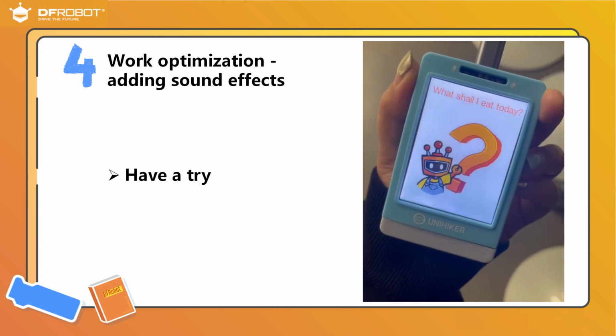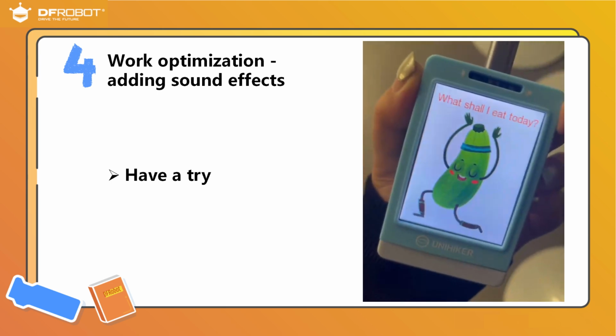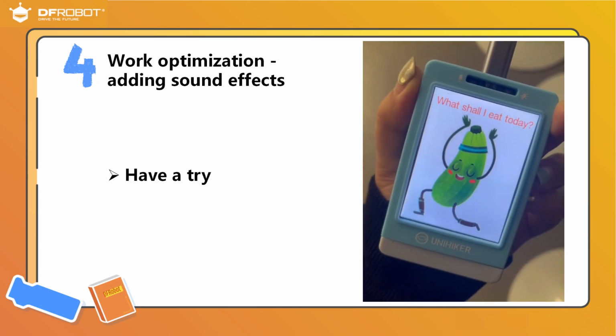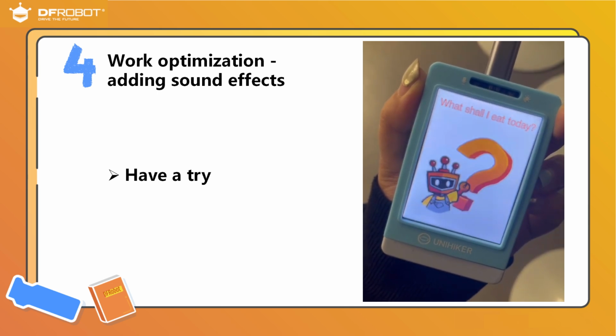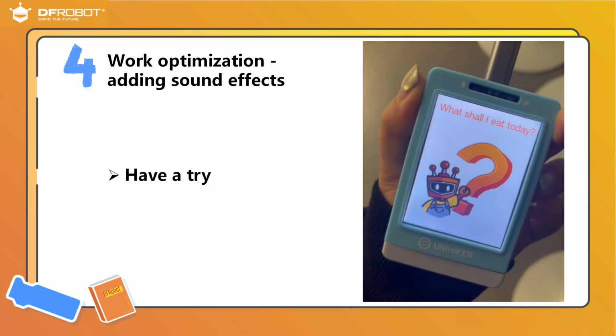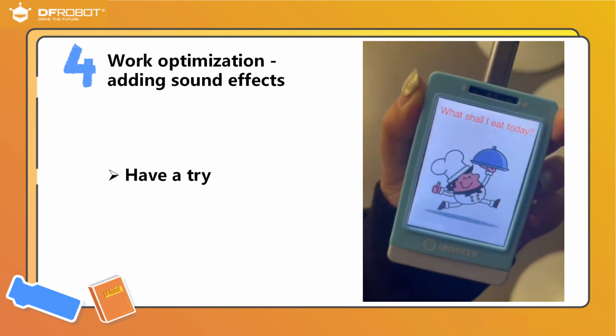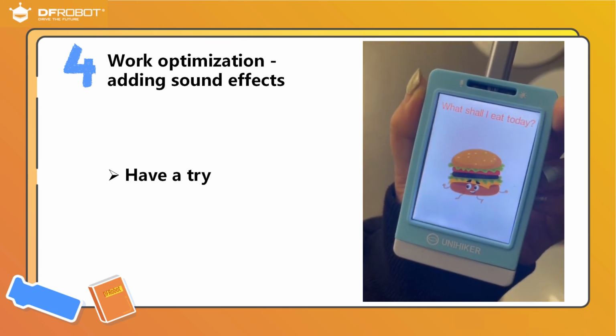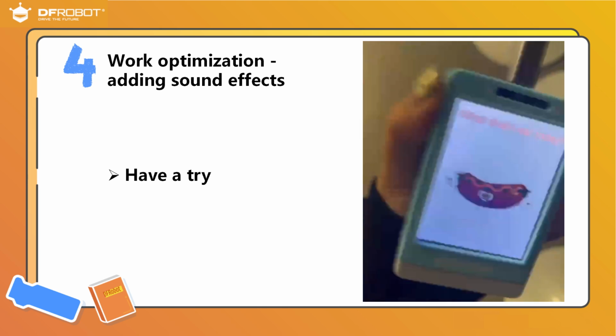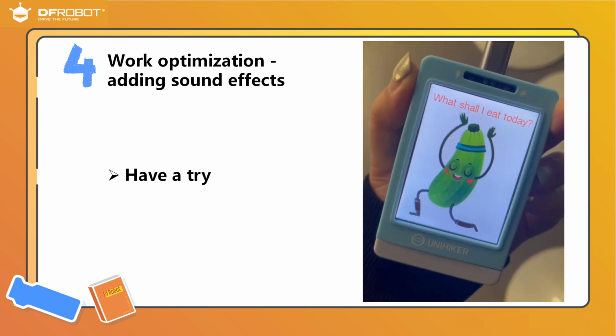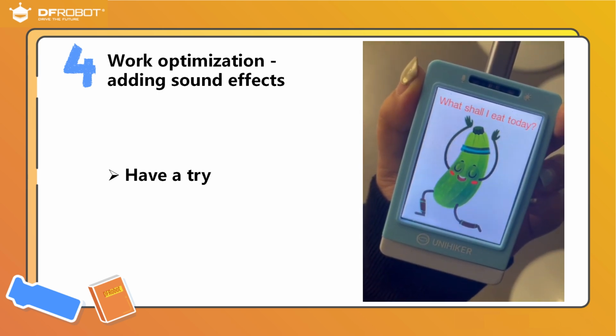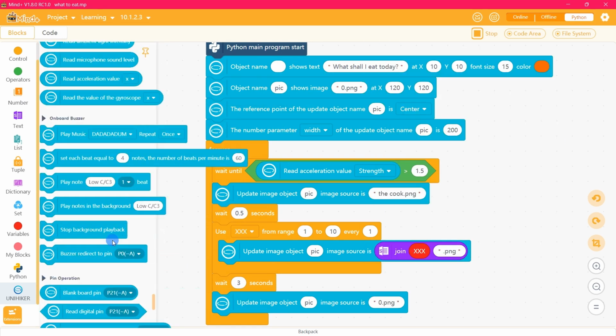Finally, we can add lively sound effects to this project using the buzzer we learned earlier. The final effect we want to achieve is, when switching images, there is a rolling sound effect. When it is finally determined to display a certain food, play a melody. Next, please spend a few minutes writing the program to try to achieve this effect. Back to MindPlus.